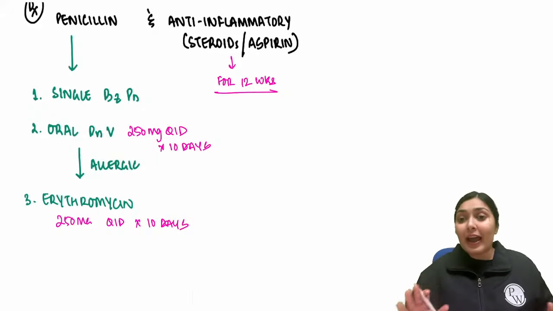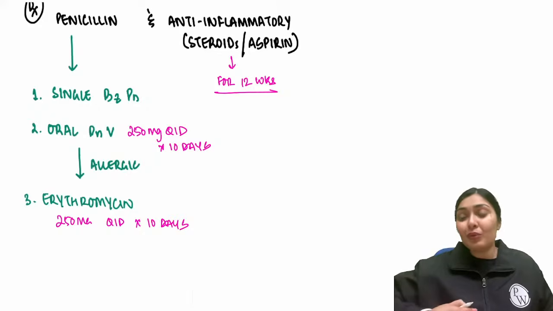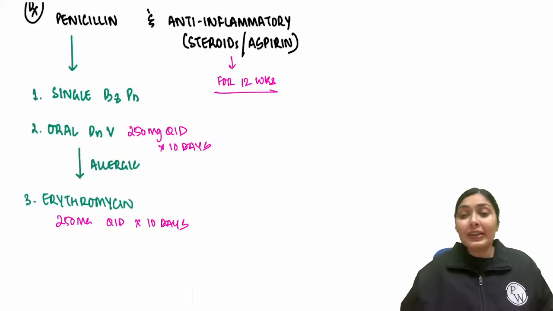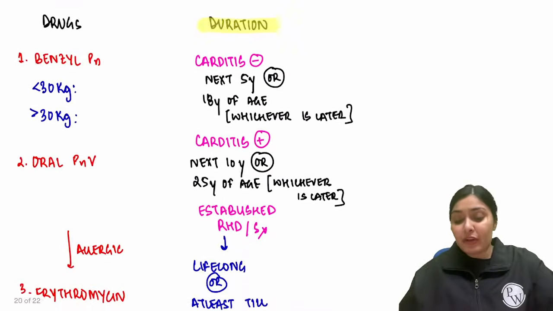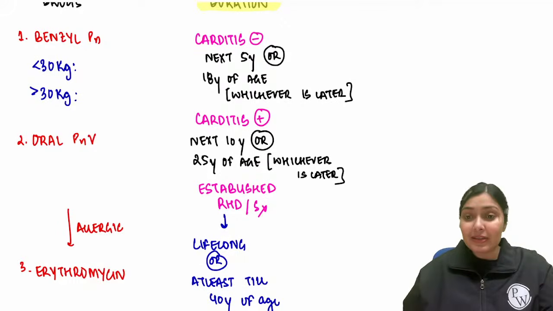So here the child has the disease, acute rheumatic fever. I need to prevent the further complication, that is rheumatic heart disease. So for that we need secondary prevention. For secondary prevention we go for drugs, these penicillin drugs. We have benzathine penicillin, oral penicillin or erythromycin. The dosage will be similar.